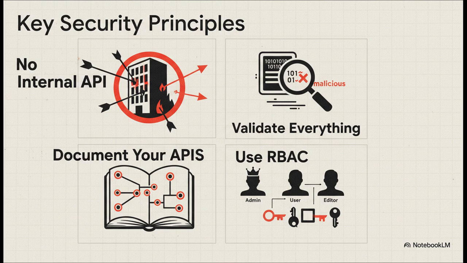Second, validate everything. Never, and I mean never, trust user input. Define exactly what data you expect to get and reject anything that doesn't fit. Third, document your APIs. The only cure for API sprawl is having a central map, a catalog. You can't protect what you don't know you have.